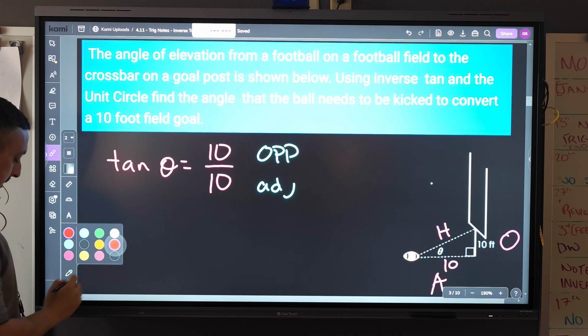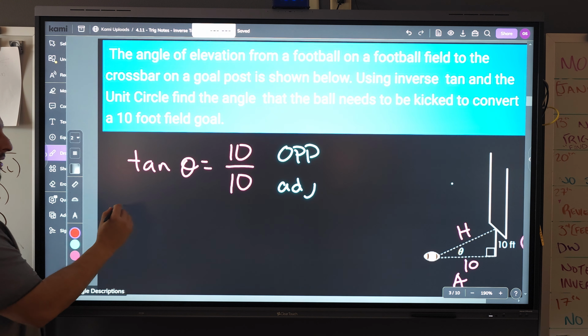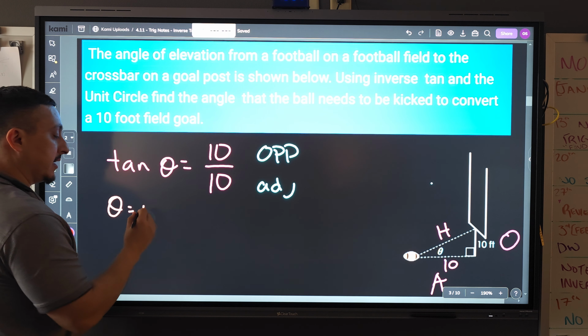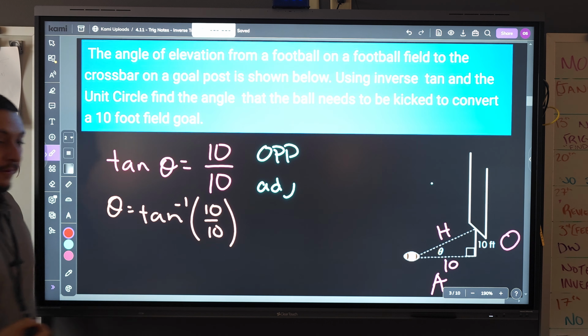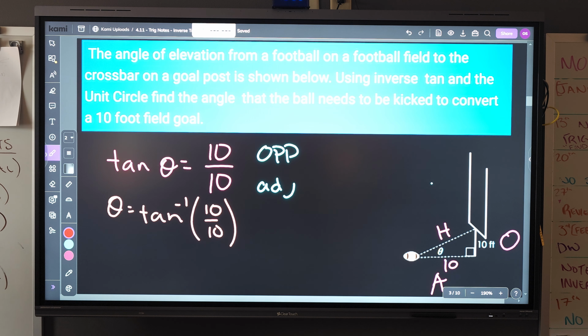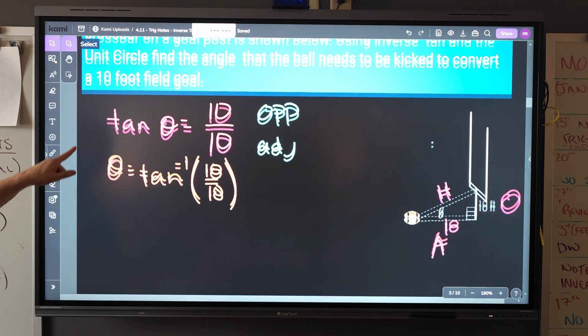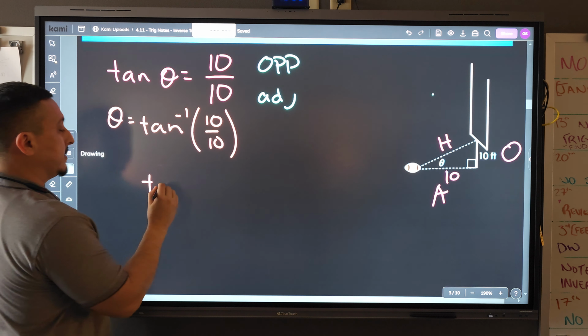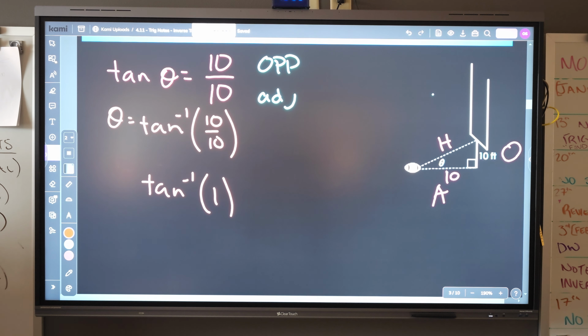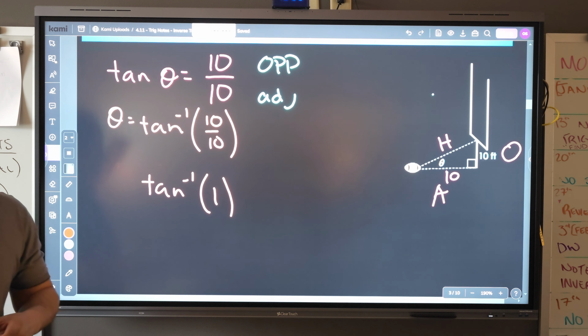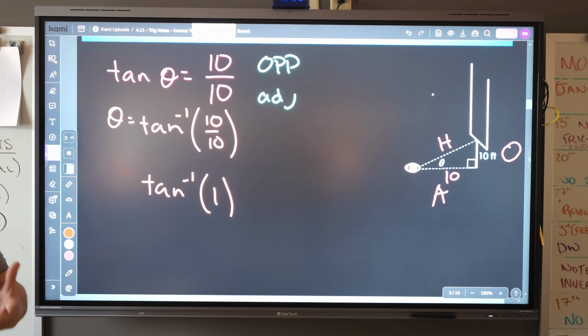Okay, so how do we solve this? Well, we do the inverse when you're looking for the angle. So tangent inverse. And then how in the heck are we going to do that if we don't have a calculator? Okay, easy. What's 10 divided by 10? 1. So let's rewrite this. And now you do exactly what you were just doing 30 seconds ago with your unit circle. Where is 1 on the unit circle? What degree is that?